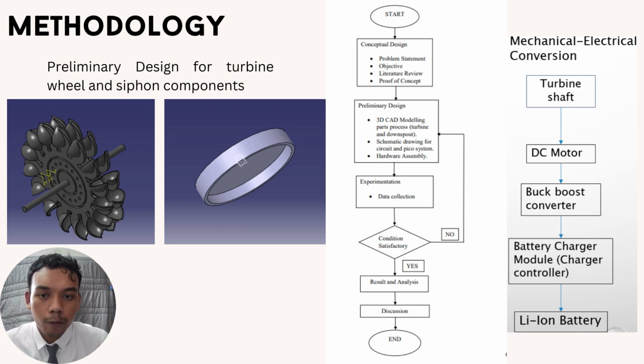I'm going to add more depth about the mechanical to electrical conversion. Basically, what I'm going to do here is, the turbine shaft is struck by the rainwater, and it goes to the DC motor. A buck boost converter will be used to convert DC to DC power. It goes to the battery charger module, and lastly, it is stored in a Li-ion battery.